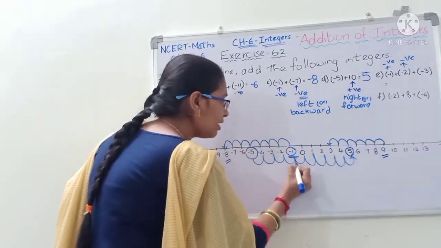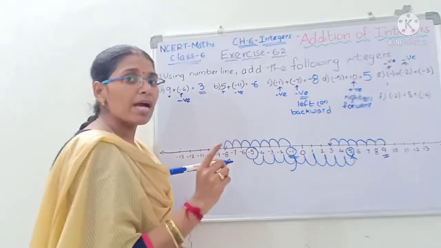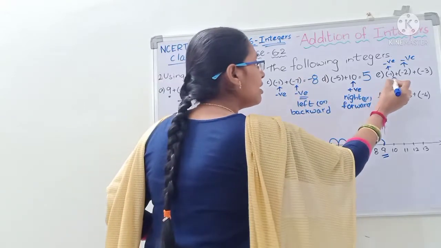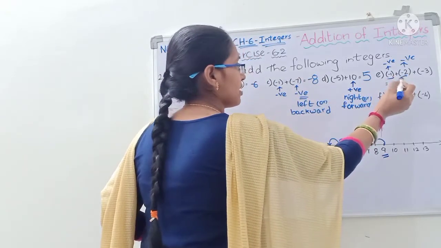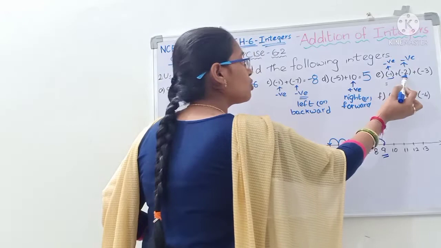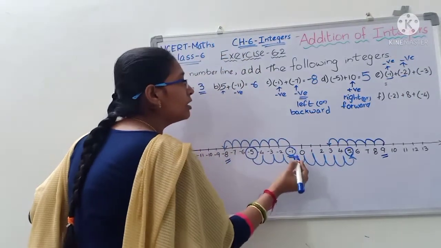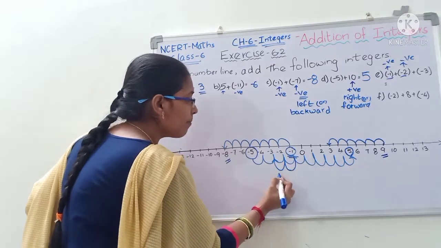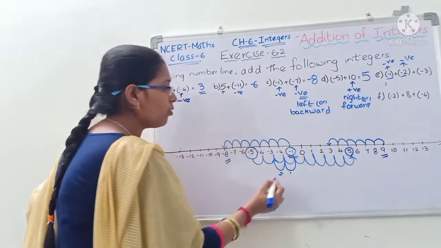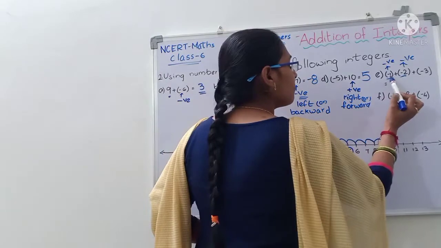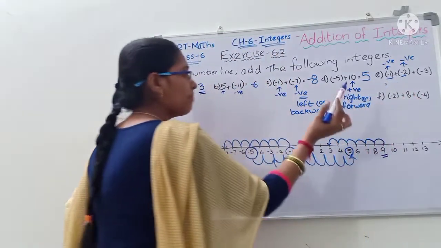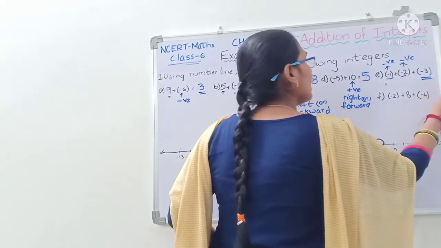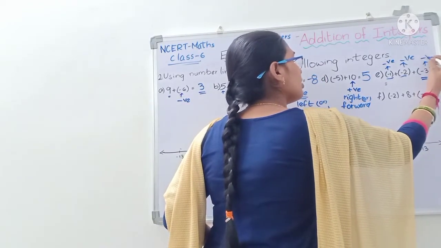From minus 1, we should move 2 steps backwards because we are adding minus 2. We are adding minus 1 and minus 2 first. 1 step, 2 steps. Where did we reach, children? Minus 3. Is the problem over now? No. When we add minus 1 and minus 2, we got minus 3. Now you should add minus 3 again. Minus 3 is a negative number.